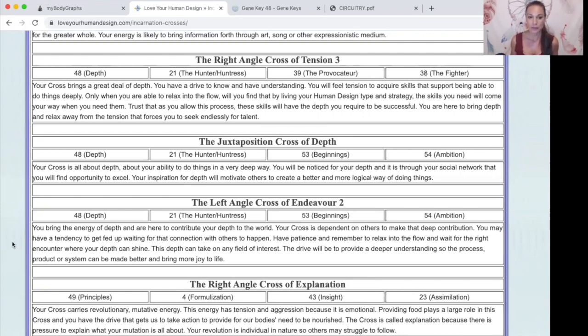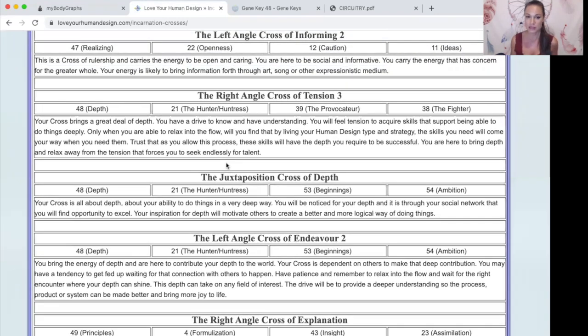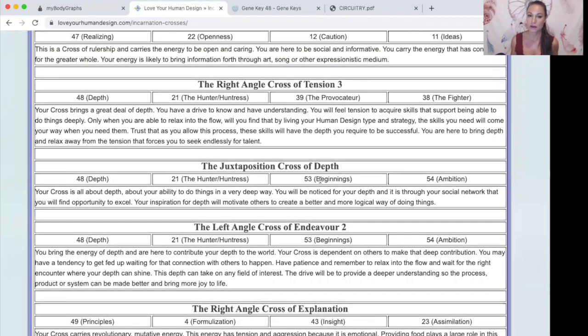And that's the same thing when you have it in the left angle cross and the juxtaposition cross. But the drive here, the 53 and the 54, is almost more about an aspiration, an aspiration to contribute to more depth, to make a contribution to the collective. And it's more like an individual quest in the right angle cross. So if you have one of these three crosses, I would go to the Jinky website as well and look at your activation sequence, because you're going to have an explanation, a paragraph for each one of the hexagrams, and you're going to learn more than just this little snippet about your incarnation cross.